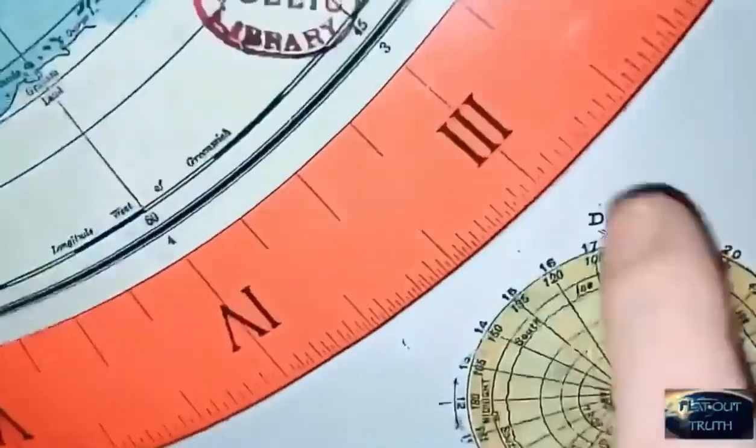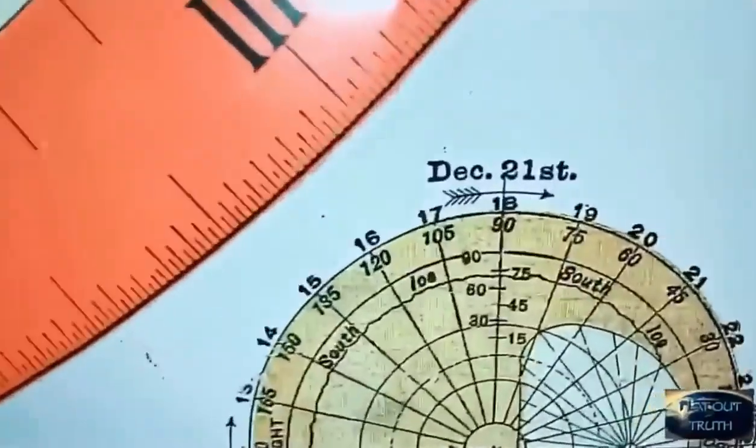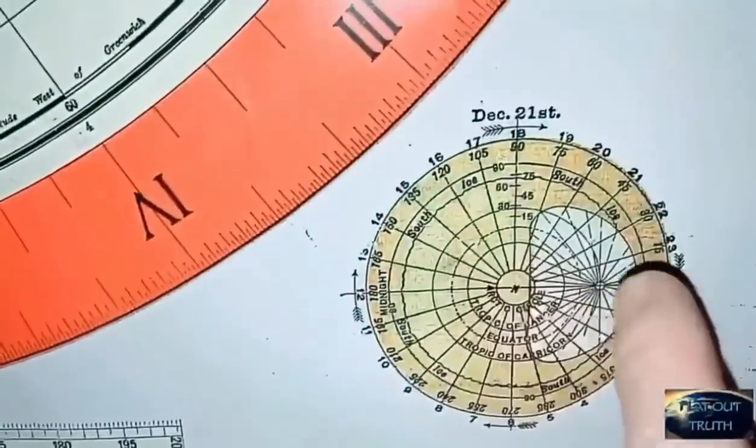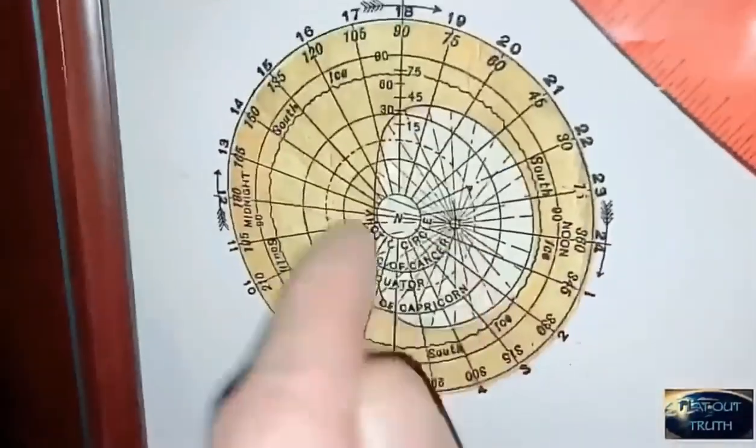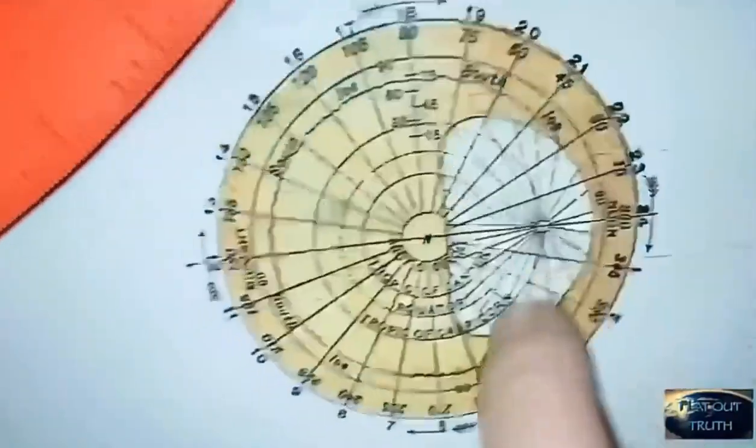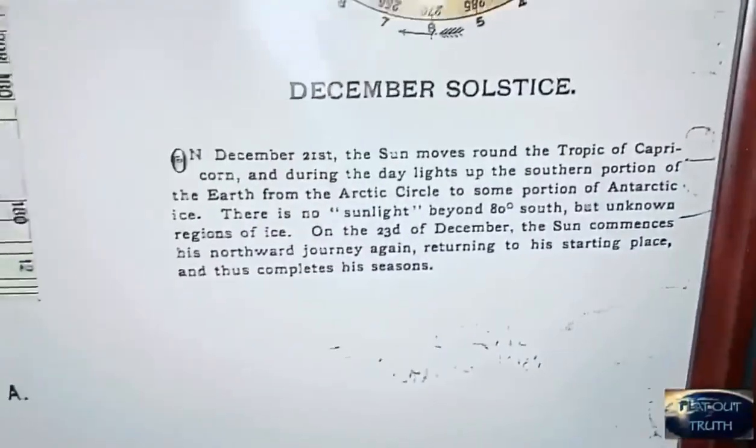And then we go to the December solstice, the winter solstice, December 21st. Now, notice how the sun is out wide from the North Pole. It's making a wide spiral circle from this close spiral circle, as you see here. Now, let's look down underneath the diagram of the map and see what it tells us for December solstice.